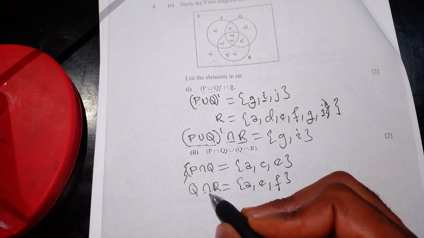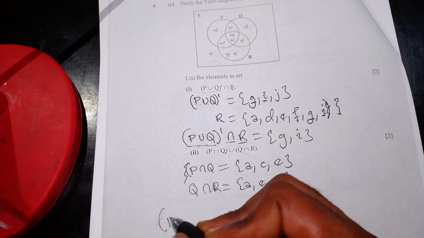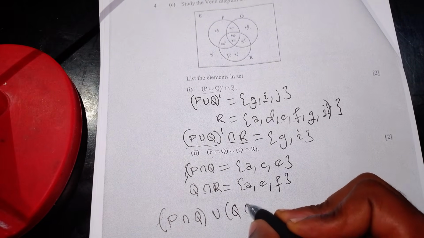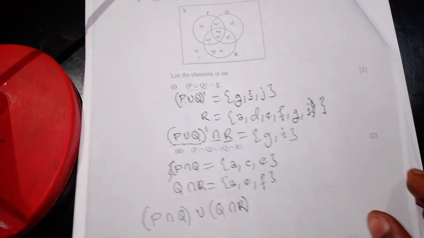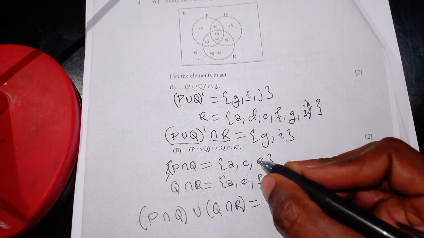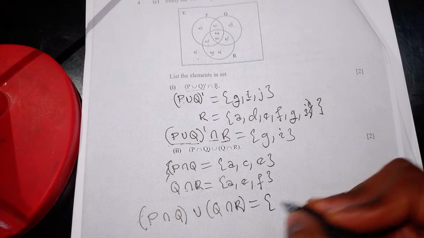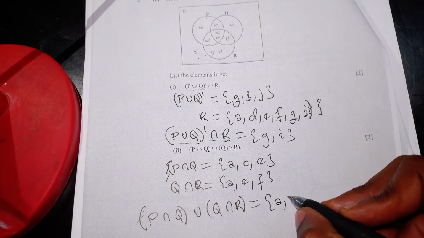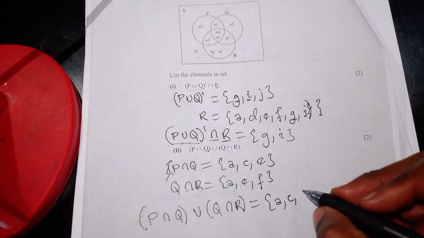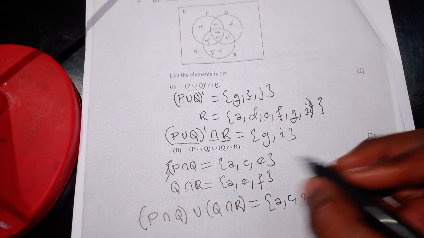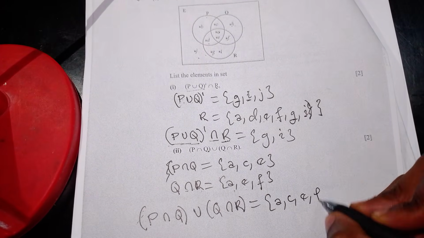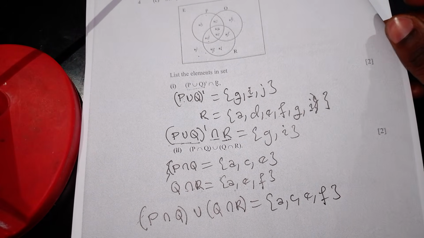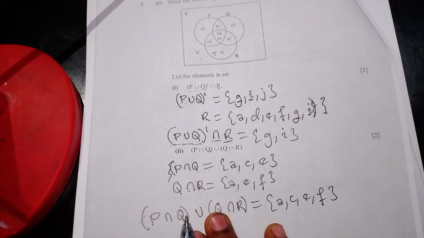And then now we want to get the union of P intersection Q and Q intersection R. By the union, we mean you put them together without repeating any element. So we can start with an A, followed by a C, followed by an E. I'm not going to write two E's, one is enough, and then I have an F. So this will be my answer for question 4, part C.